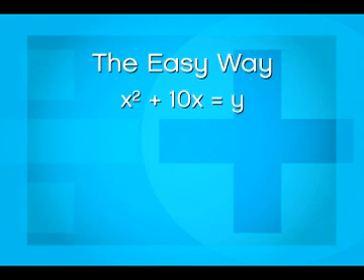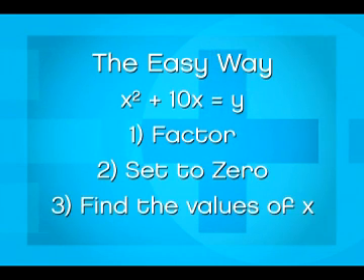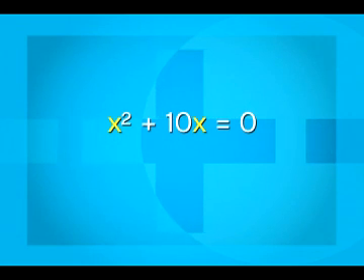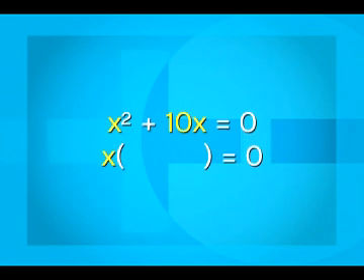x squared plus 10x equals y. 3 steps. Factor, set to 0, find the values of x. Looking at this equation, we see that there is an x in both terms of the binomial on the left side of the equation. That's called the greatest common factor. Let's put that out here.